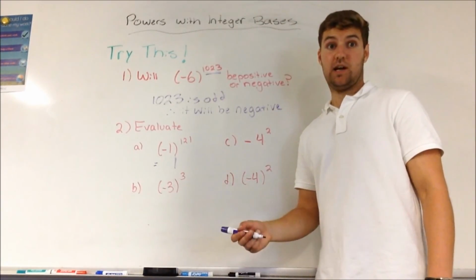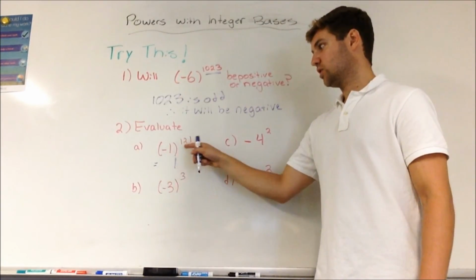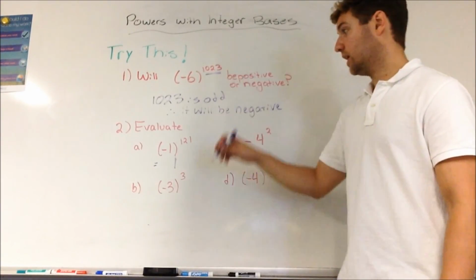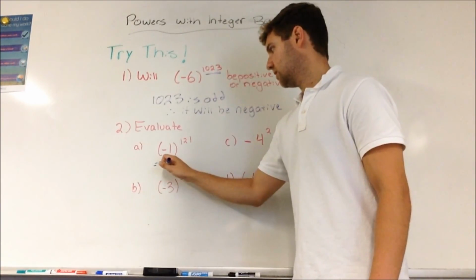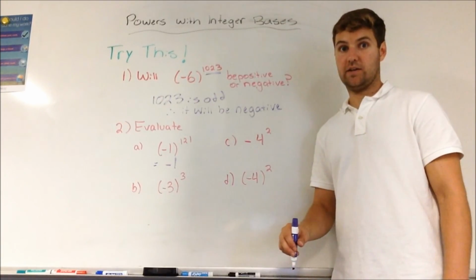Now we just need to worry about the sign. Now it's negative to an odd exponent. So just like here, it's an odd exponent. So our answer will be negative.